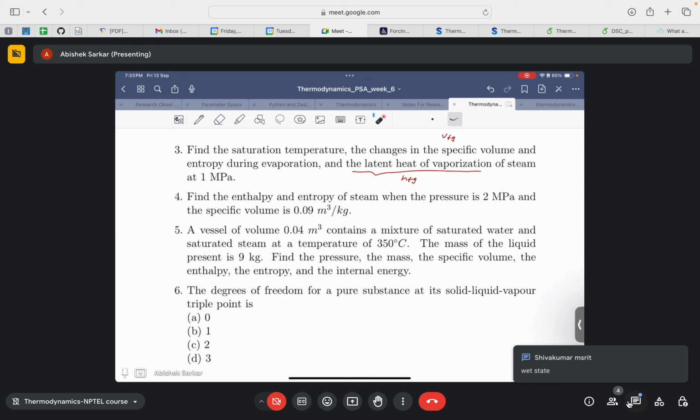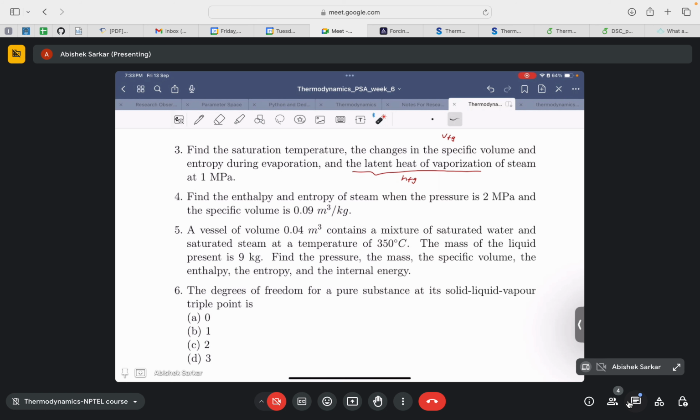Wet state, yeah, exactly. So since you saw Vf, V and Vg, V lies within this range. It means that the state of the steam is within the liquid-vapor dome, and it's very helpful now because within the liquid-vapor dome you have the values of the steam for almost all the states, because we have the steam table.